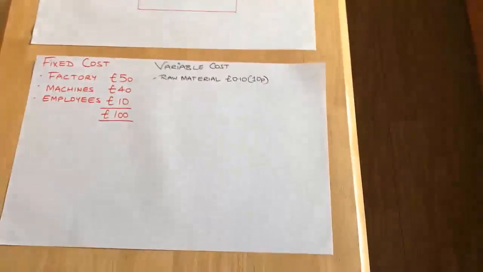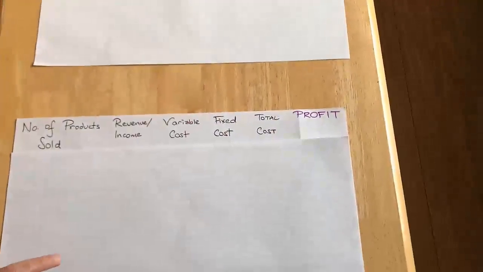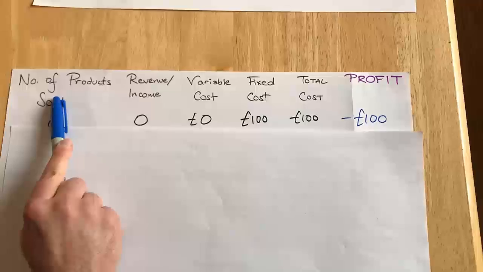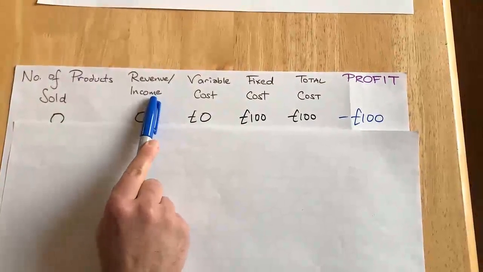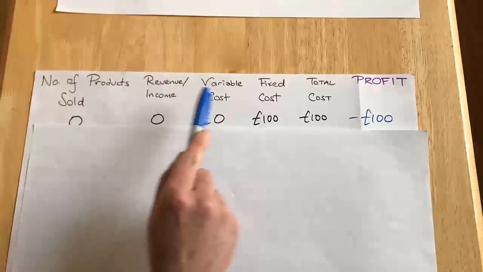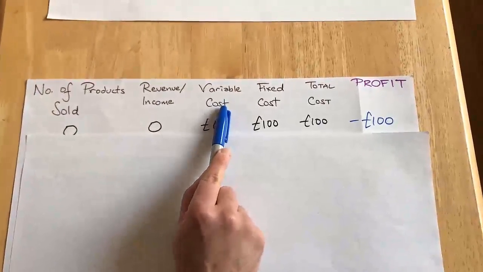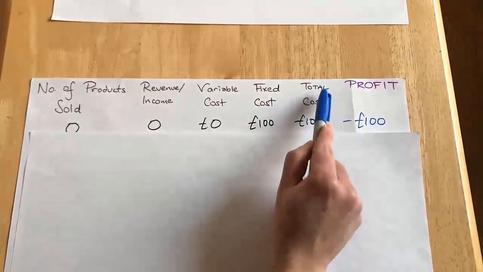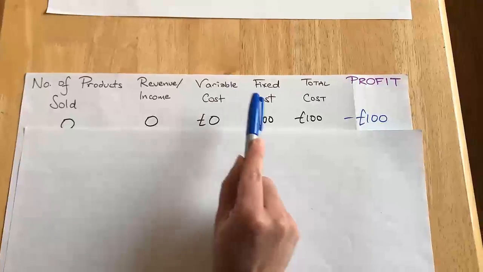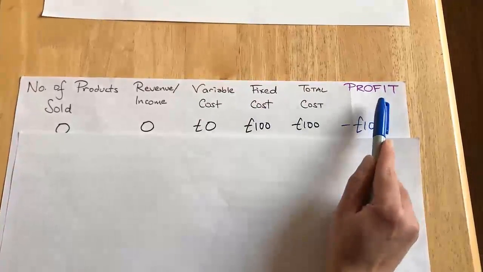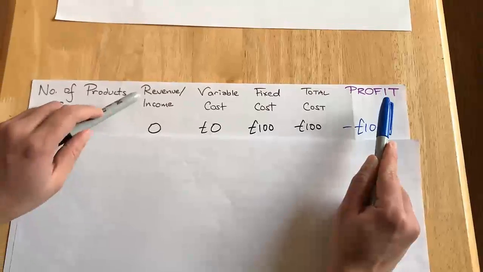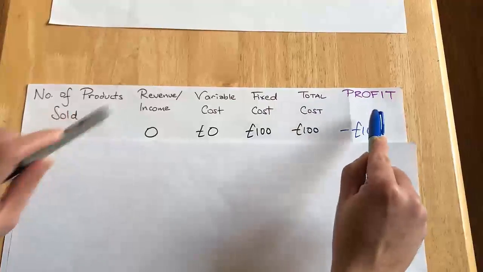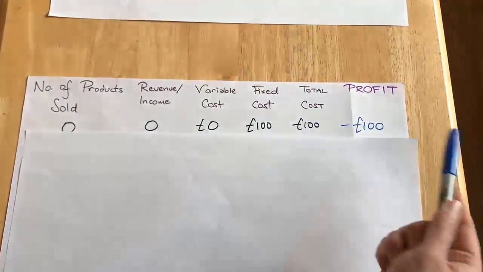So now let's work out when we begin to make a profit. So we've got number of products sold, revenue, income, so when we sell the product, how much money we make, variable cost, which is the raw material, fixed cost, which is your machine, factories and employees, and then total cost is variable cost plus fixed cost. And then profit we work out, so we take revenue and we deduct the total cost from it. Whatever's left over is a profit, or in this case a loss.